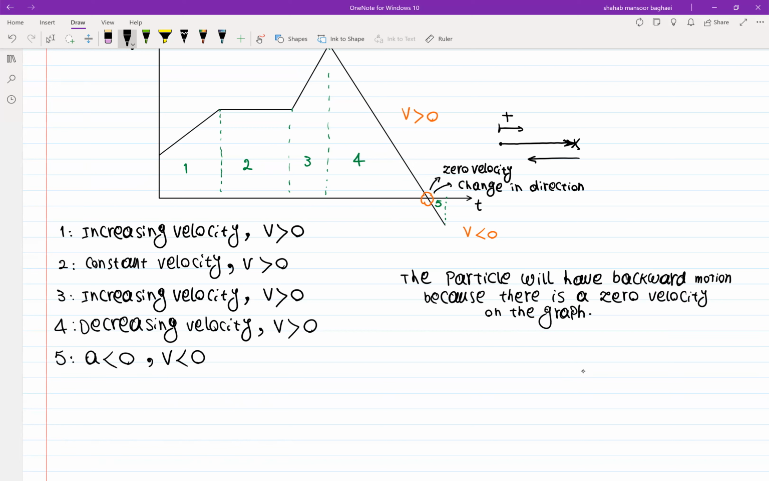I want to repeat it. If you have an intersection like this on your graph, and you have velocity above the origin and velocity below the origin, it means you should have a change in direction, and your particle will have backward motion. Thank you.